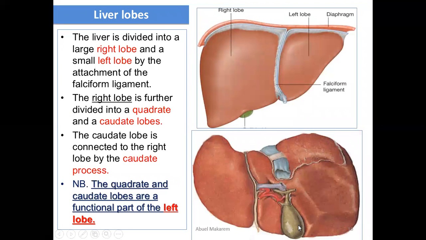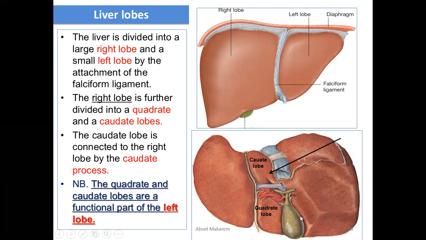Here you can see again, this is the caudate lobe and this is the quadrate lobe, which is present within the right lobe of the liver. The caudate lobe is connected to the right lobe by the caudate process. Note that the caudate and quadrate lobes are functionally part of the left lobe. Even though they are present in the right lobe, they are actually part of the left lobe functionally.